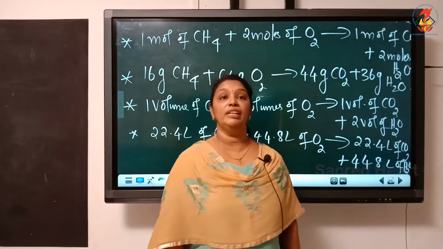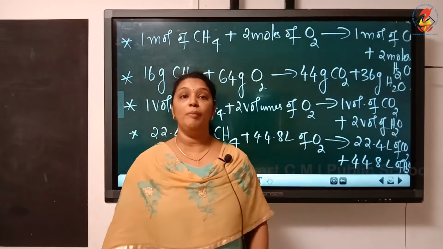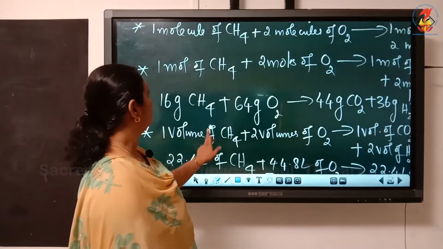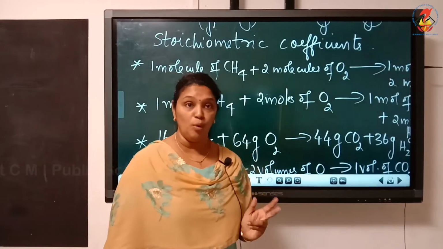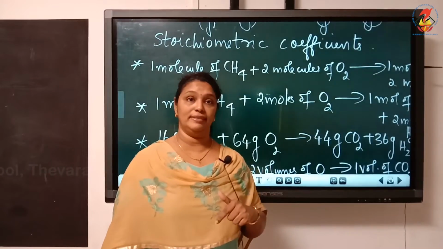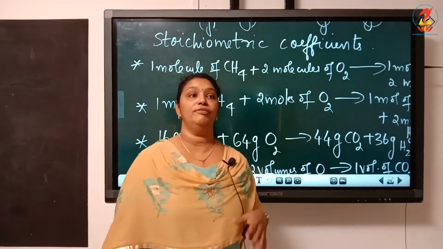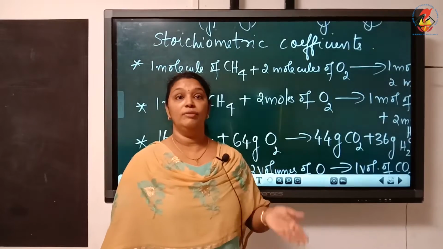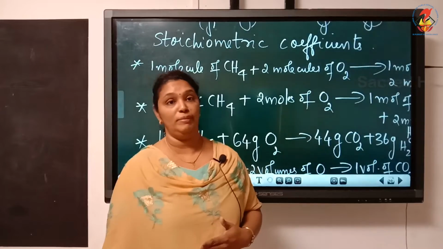So these are the different pieces of information that we get if you look at a balanced chemical equation. And this information is given by the stoichiometric coefficients. The first is the number of molecules. Second is the number of moles. Third is the mass of reactants and products. Fourth is the volume of the reactants and products, if they are in gaseous state. And last, you can write what volume is occupied in terms of liters. So these are the different pieces of information.